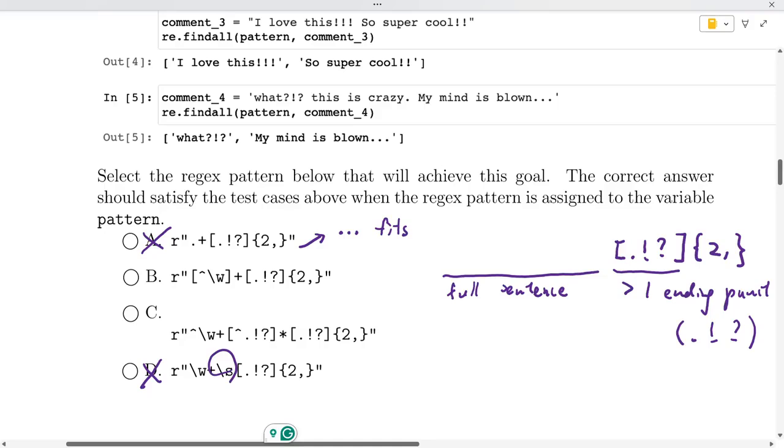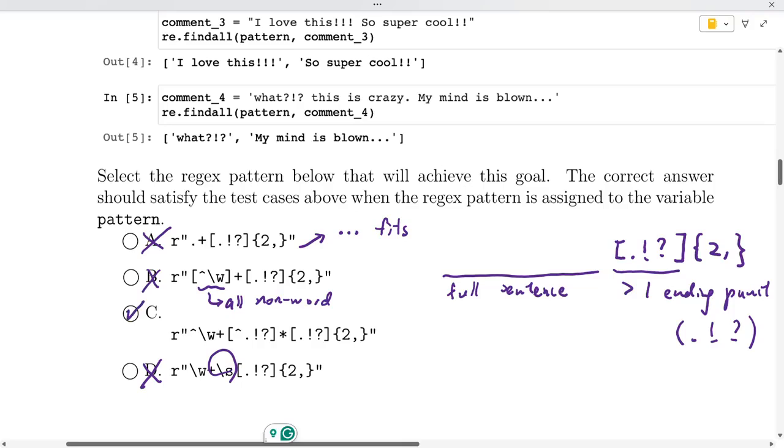Last but not least, option B and not option C. Option B is this character class here targeting all non-word characters, and this doesn't make sense, because a sentence must have a word character somewhere, so B is also false. Now from process of elimination, you can say option C is right, but how right is it?